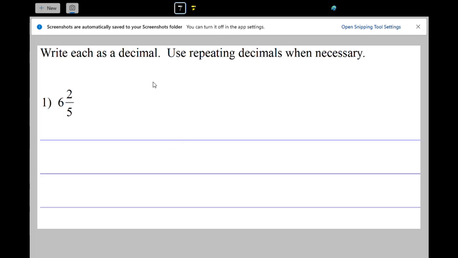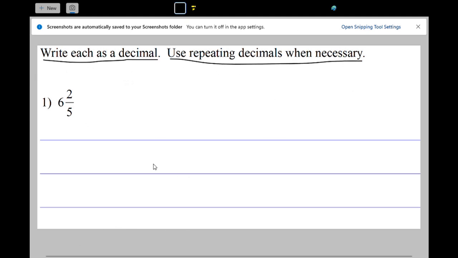Okay, so this is a little bit of a different video for me today. What I'm basically doing here is trying to help a few people with this problem: write each as a decimal using repeating decimals when necessary. I'm going to do a few of these problems and explain what we're trying to do here. And this is obviously going to be done without a calculator, so I just want to keep that in mind for everyone that is out there.